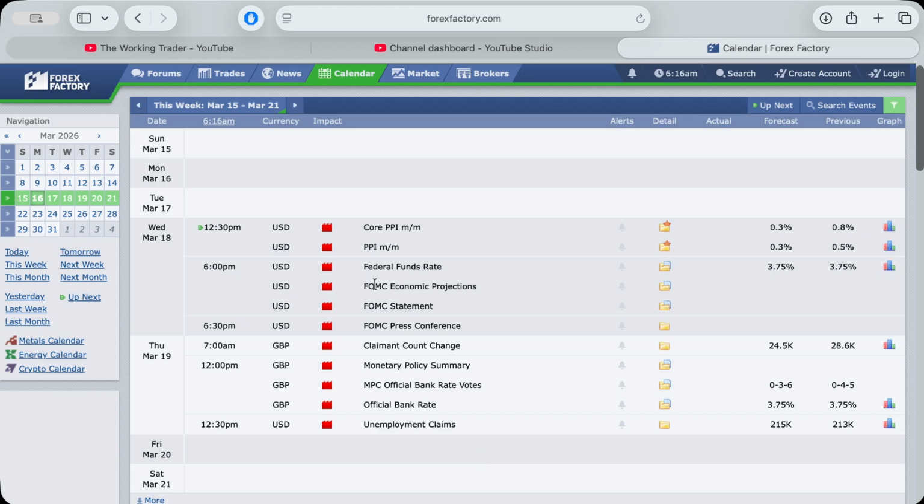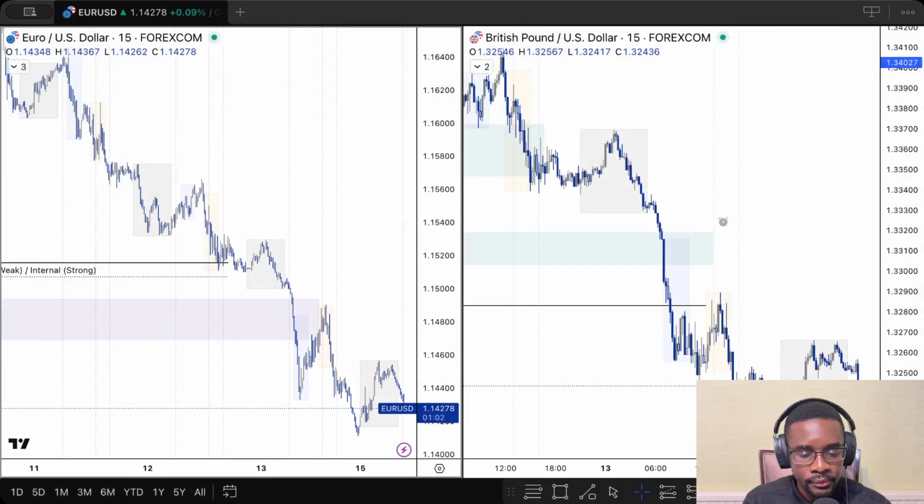Looking at Forex Factory. So today is a Monday. We do not have any high impact news today and tomorrow, and then we'll only start on Wednesday, where we have core PPI as well as the federal funds rate and FOMC statement. Okay, so let's look at the charts.